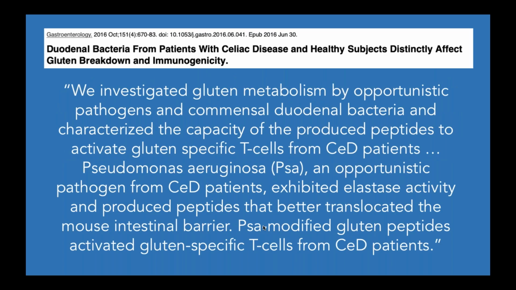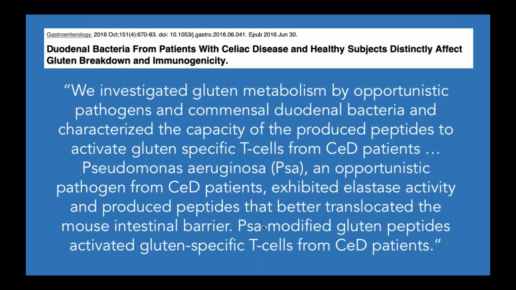And this second article is titled Duodenal Bacteria from Patients with Celiac Disease and Healthy Subjects Distinctly Affect Gluten Breakdown and Immunogenicity. So this gets into a little bit more detail on which species have so far been identified to improve the immunogenicity of gluten peptides or make that situation worse.